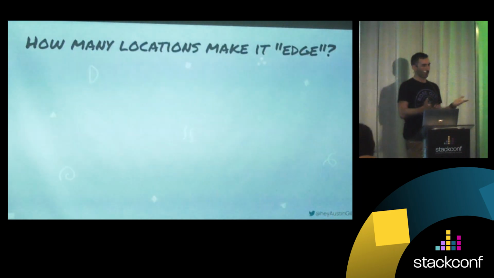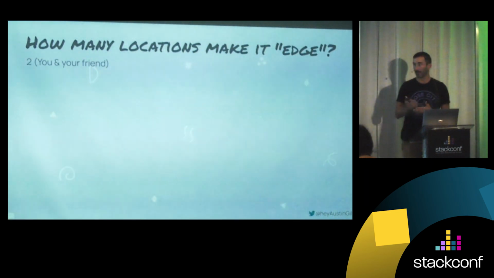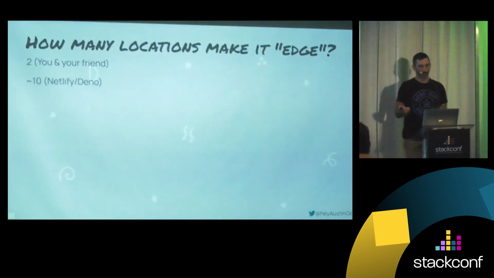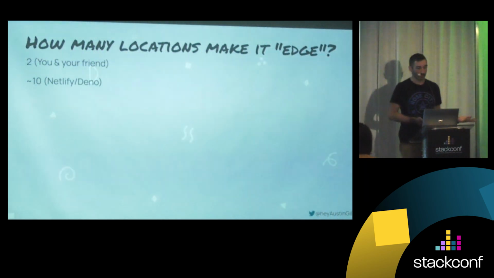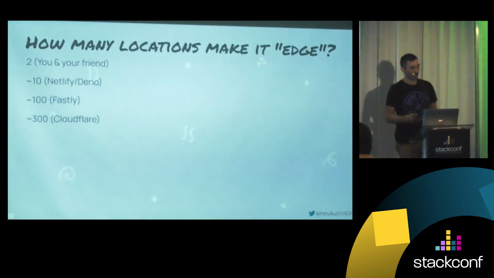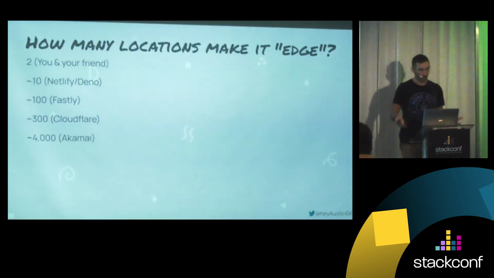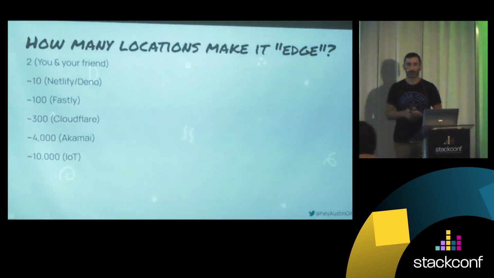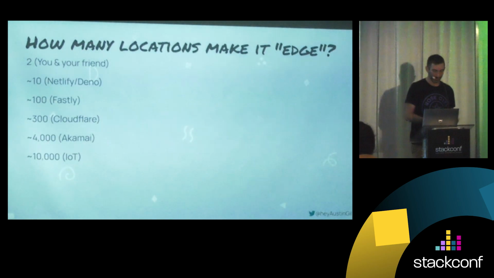But there's a question that comes up, which is how many locations qualify as edge? Is it number 2, where maybe it's you and your friend across the world? Probably not. But a lot of companies that do describe their edge do so with 10 locations or 100 locations or 300 locations or around 4,000. And then you can get into the tens of thousands if you're also describing things like IoT devices. We're not going to be focusing on IoT because I'm a web developer, and so I like to communicate in concepts that are related to the web.